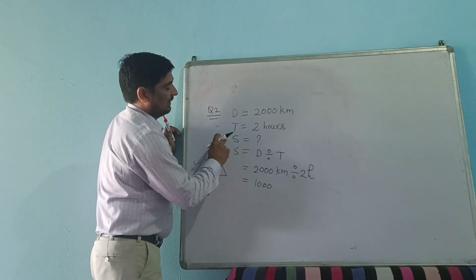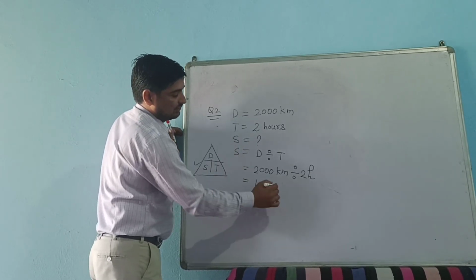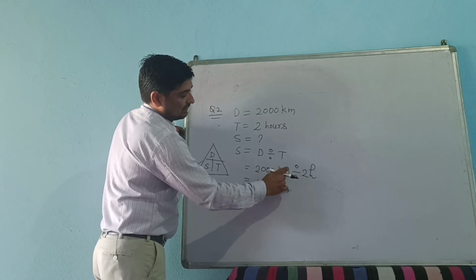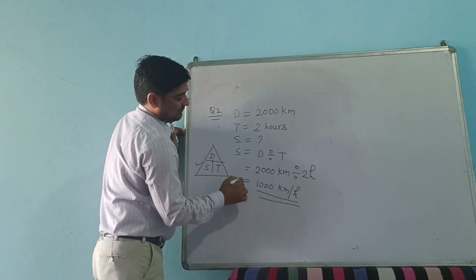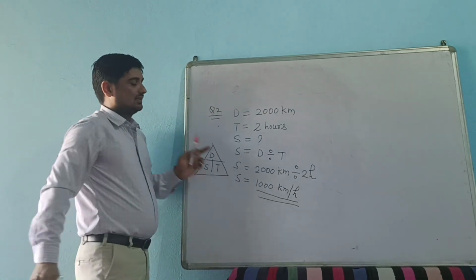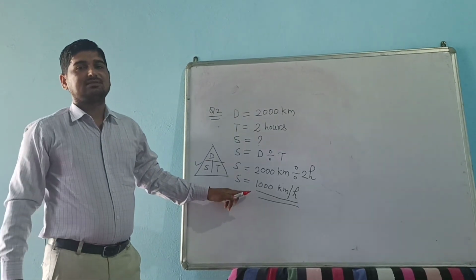But keep it in mind, here they are asking speed. So the unit will be kilometer divided by hours, that is kilometer per hour. So what is the speed of the object? So the speed of the object is 1000 kilometer per hour.